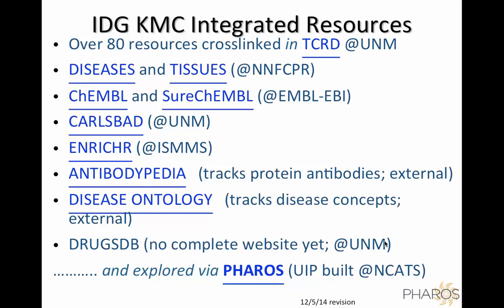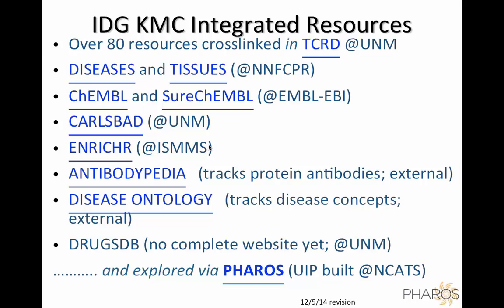Two very interesting developments from the Novo Nordisk Foundation Center for Protein Research are diseases and tissues. These are developed by Lars Jensen. Campbell and Shore Campbell have already been mentioned. At UNM, we have something similar to Campbell, which we call CARSPAT. It includes additional databases such as Brian Roth's PDSP and the UFAR's Guide to Pharmacology, and another database called UMBAT.